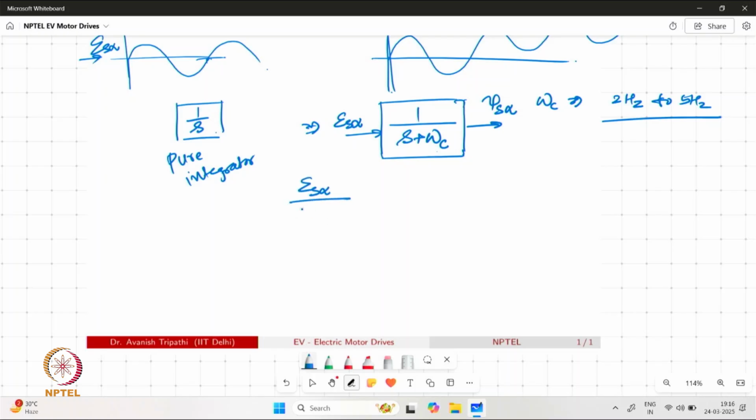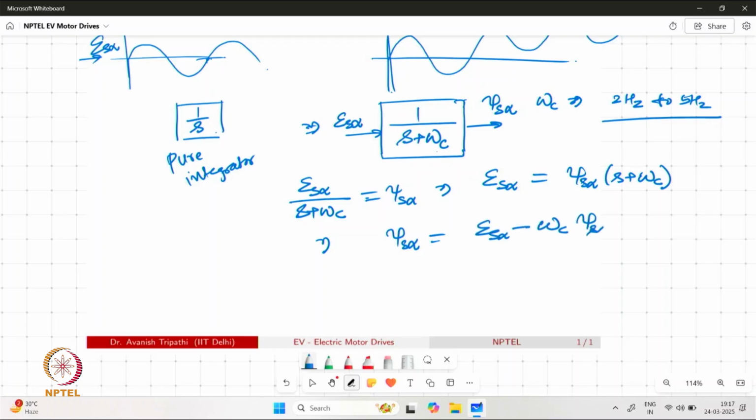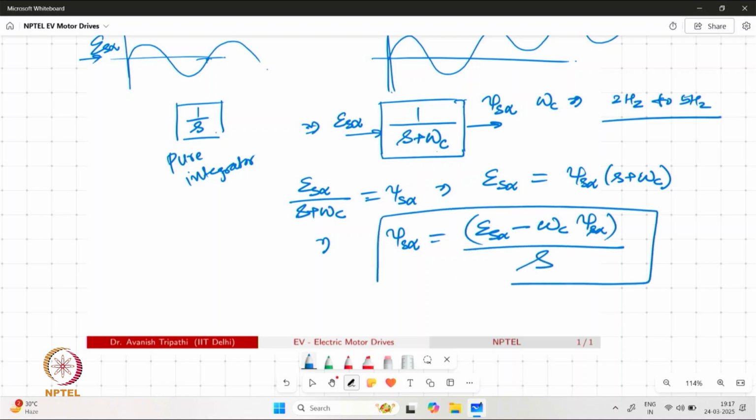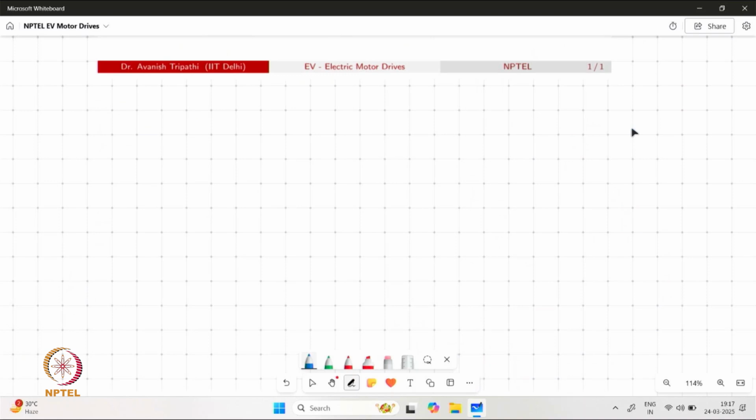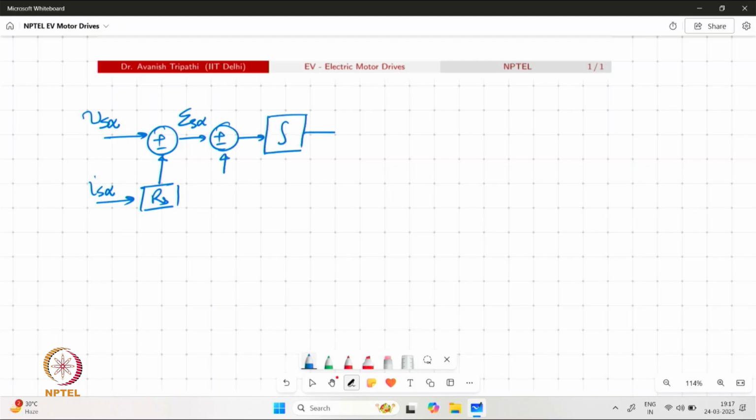So for example, if we try to expand this block, psi S alpha can now be written as E S alpha minus omega c times psi S alpha divided by S. Which means that the block diagram which we have drawn with a pure integrator will get modified with a correction factor, and this correction factor is basically dependent on omega c.